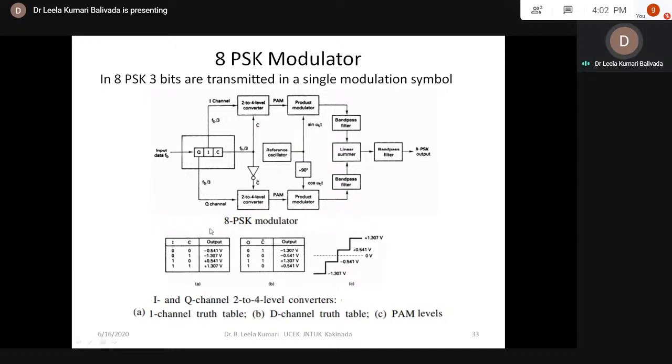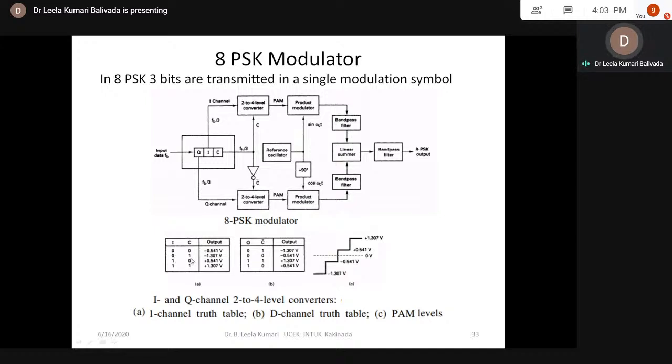So C is 0.541 at logic 0 and C is 1.307 at logic 1. Since I = 0 and C = 0, I is -1 volt and C is 0.541, which is regarded as -0.541 volt. The output is regarded as -0.541 volt because at the input of this 2 to 4 level converter we have 4 combinations with respect to this I channel and the C bar. Therefore, when I = 0, C = 0, it is -0.541 volt.